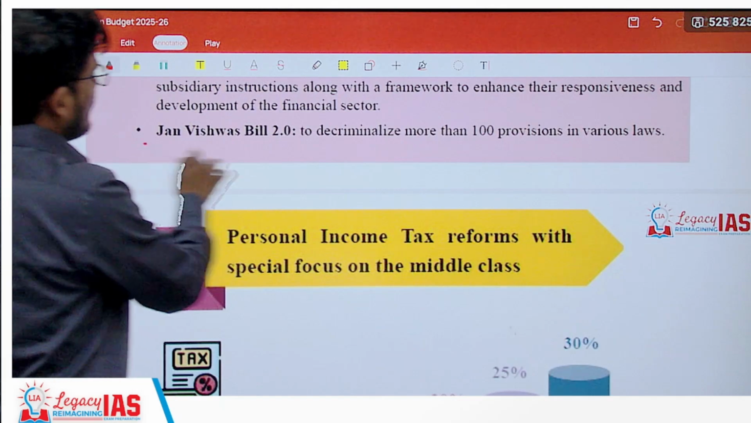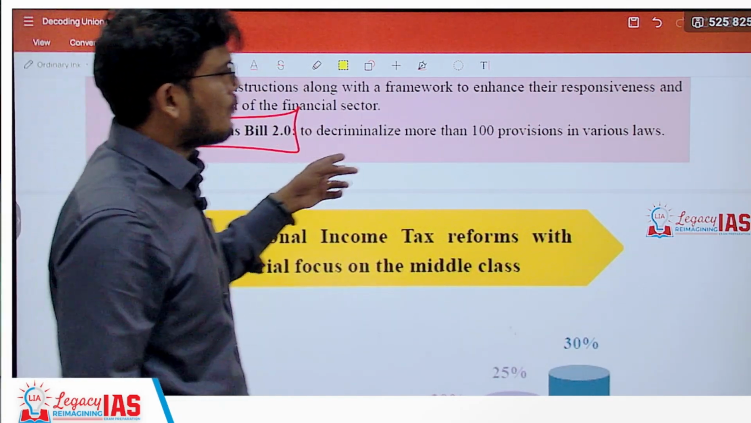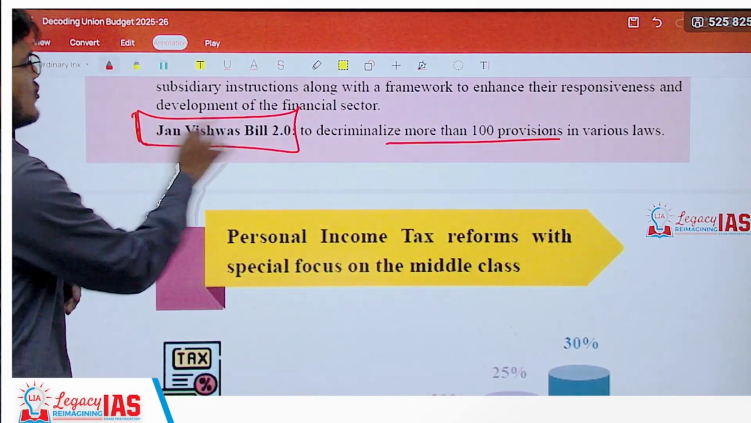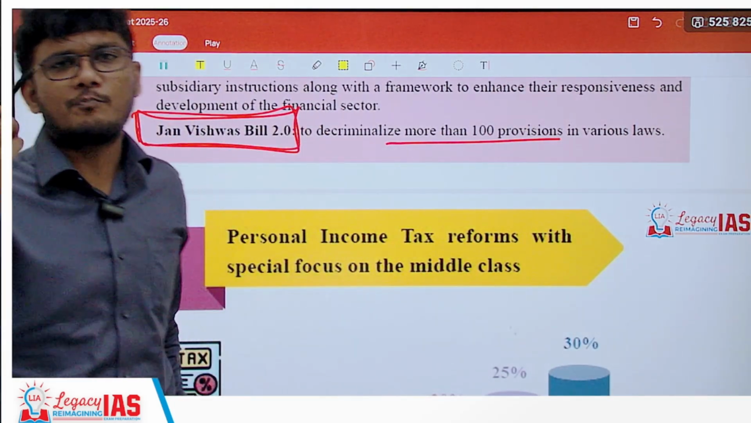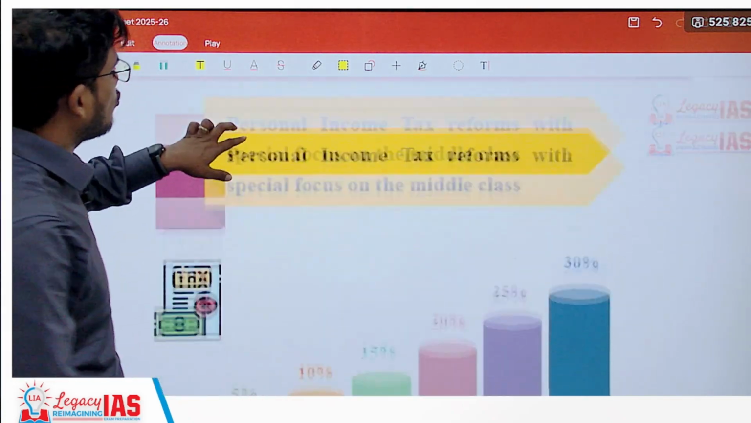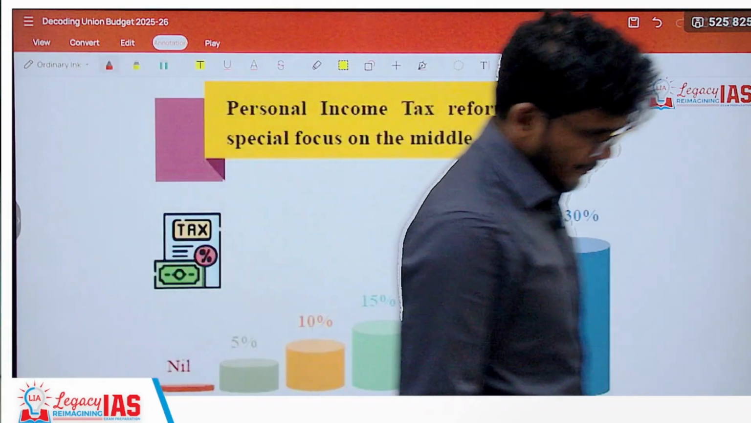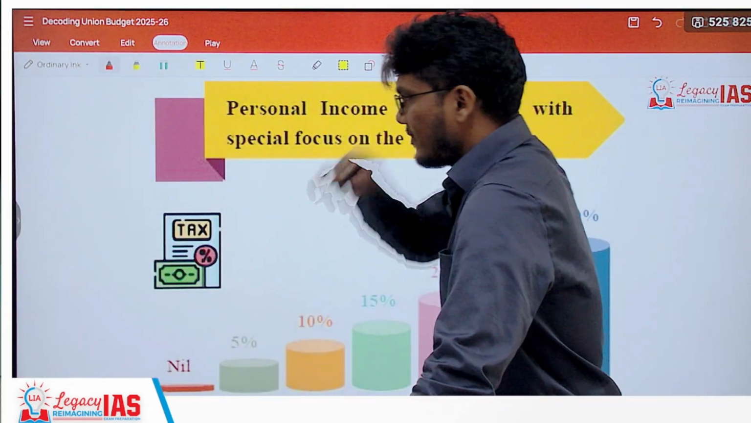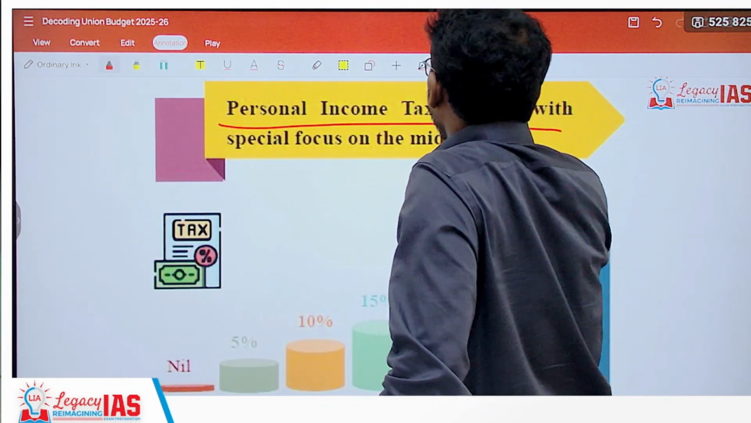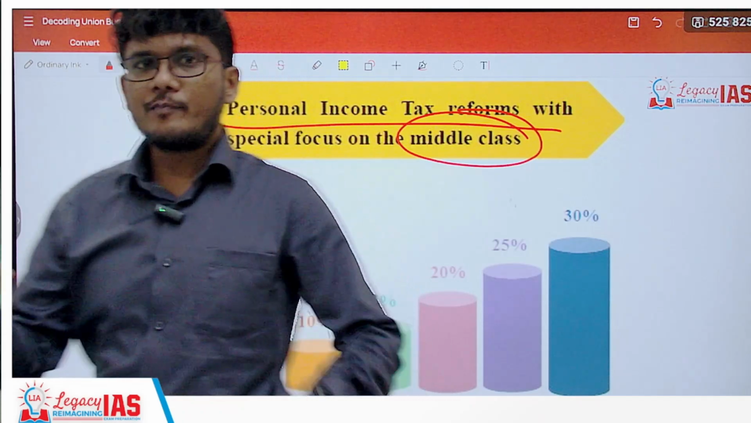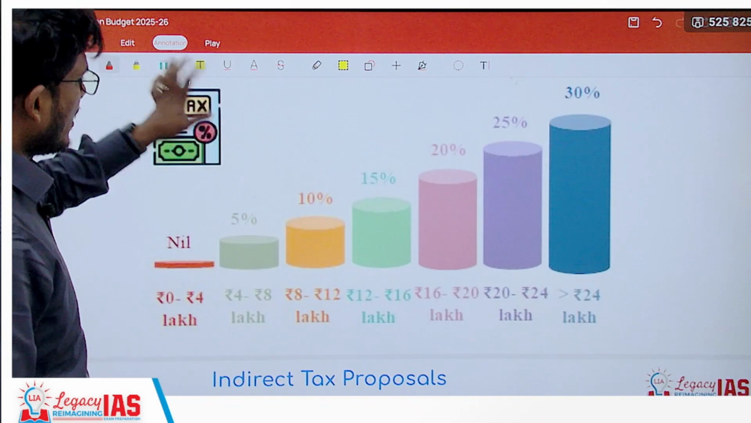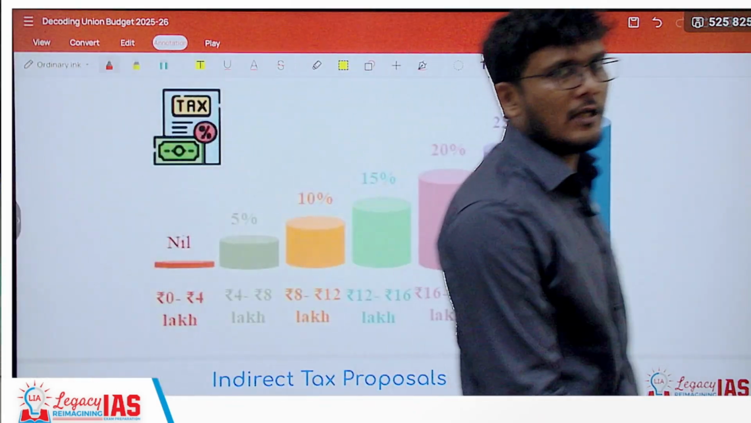And then Jan Vishwas Bill, as I said, decriminalization of more than 100 provisions will be there of various laws that will come under the Jan Vishwas. Jan means people, Vishwas means trust. So People's Trust Bill 2.0, Jan Vishwas Bill 2.0. Now, here is the changes in the taxation system. So personal income tax reform has come. Special focus is on the middle class, means low and slightly average income group. So here is the big news in the budget.